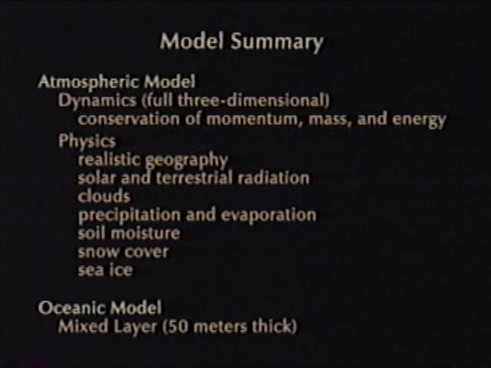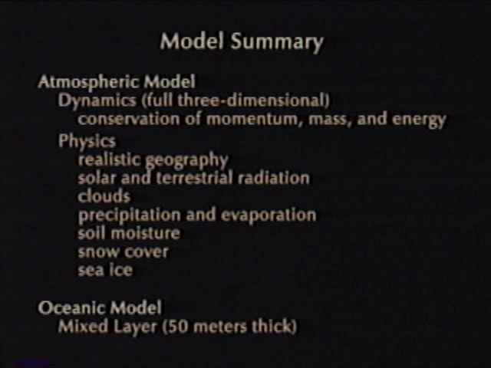Climate simulations shown in this video use a global model that incorporates the atmosphere, ocean, and land. The atmospheric component includes many observed physical processes. The ocean component is more simplified. It stores heat in summer and releases it in winter. It does not simulate ocean currents.